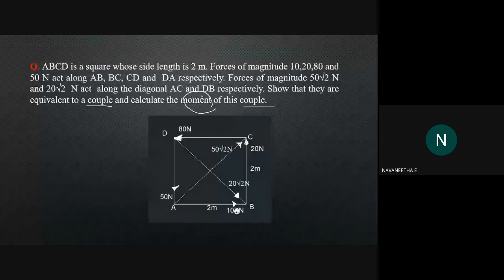So what is a couple? What are the properties of a couple? Couple means equal and opposite forces. What is the resultant of a couple? Equal to 0. And what about the moment? Moment equal to 0? Is it right?